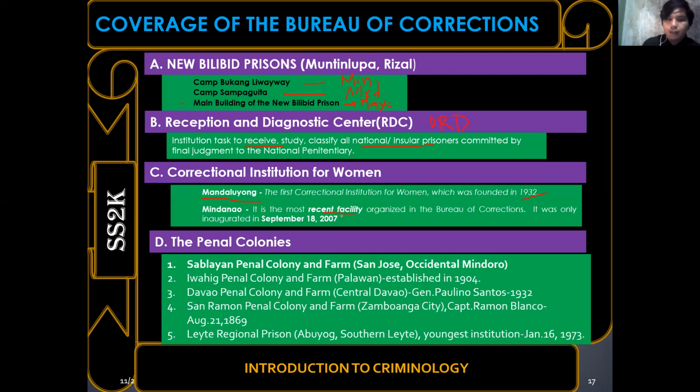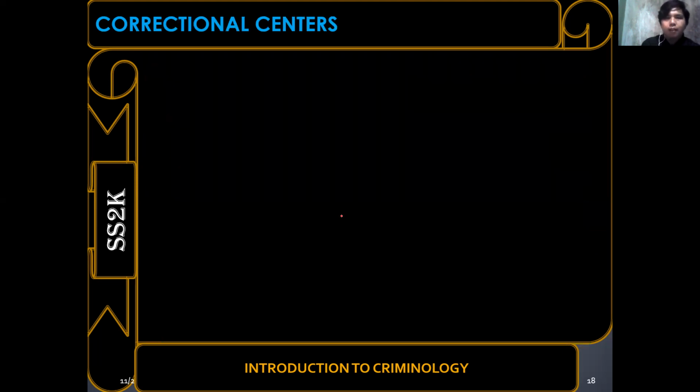We have also the Davao Penal Colony and Farm in Central Davao, established by General Paulino Santos in 1932. The San Ramon Penal Colony and Farm in Zamboanga City, established by Captain Ramon Blanco on August 21, 1869, and Leyte Regional Prison in Abuyog, Southern Leyte, the youngest institution, which was only established on January 16, 1973. Okay? Ayan.